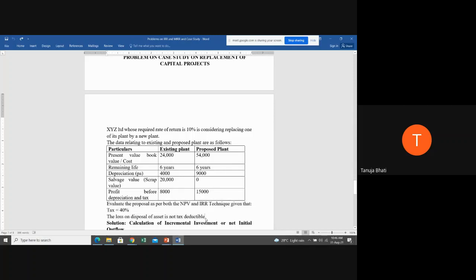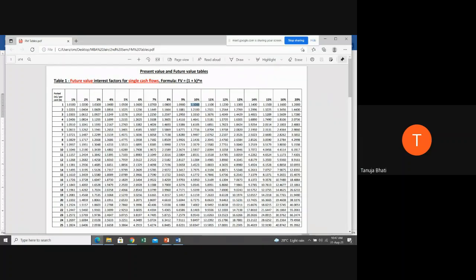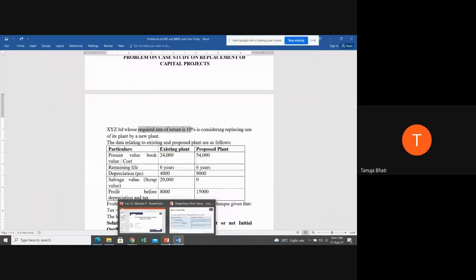Now, students, we have already seen that in the NPV technique, the first step is that whatever is the required rate of return, you have to consider it as the discount rate. So let me show you the presentation.